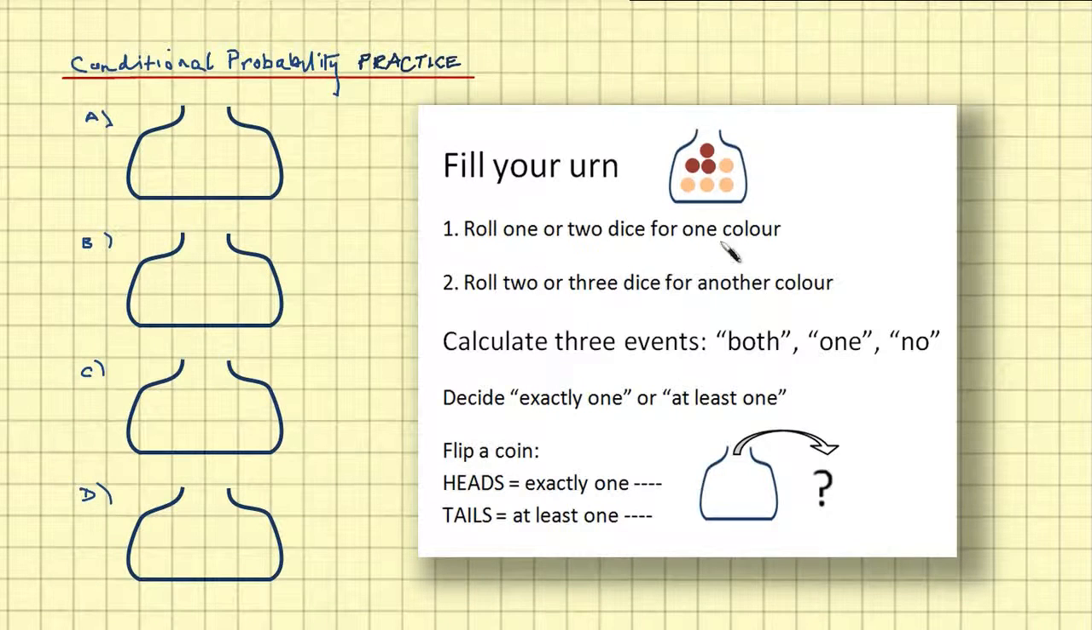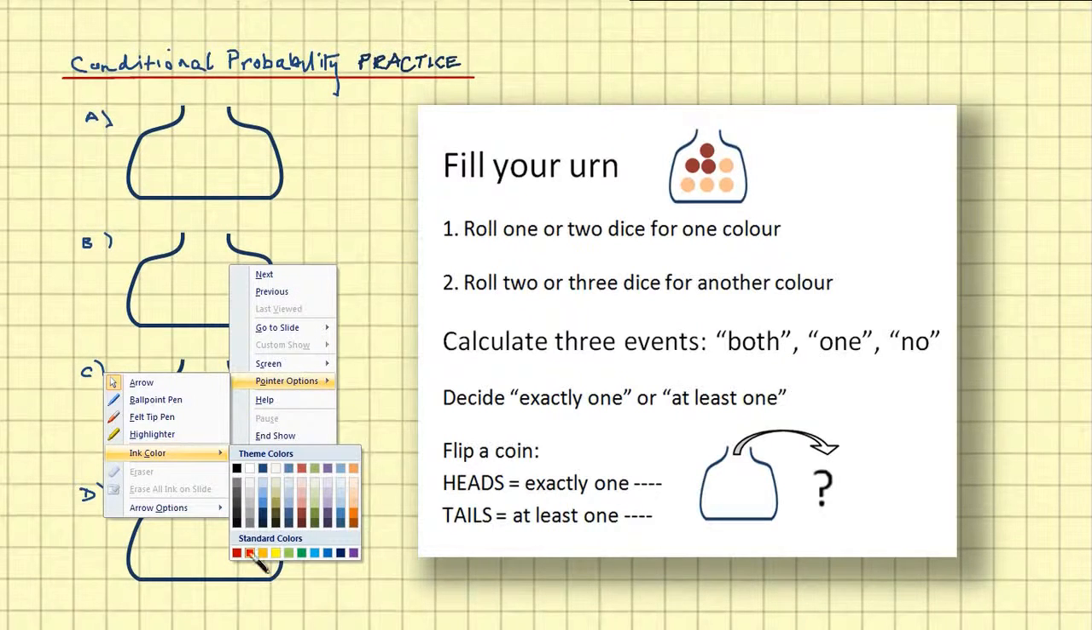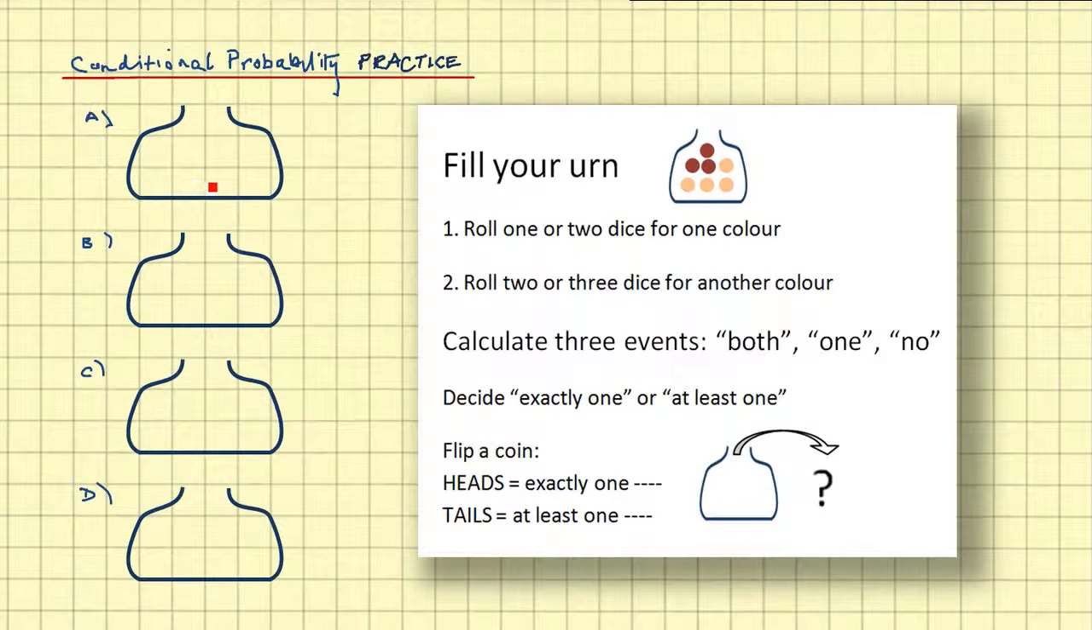Okay, so we've got to roll 1 or 2 dice for one color, we've got to roll 2 or 3 dice for another. So let's just start with one dice for this bag here. So if I take a color, we'll use red, roll the dice. Okay, so I've got 2 reds now in my bag. So that's how we start, just populating our first main color.